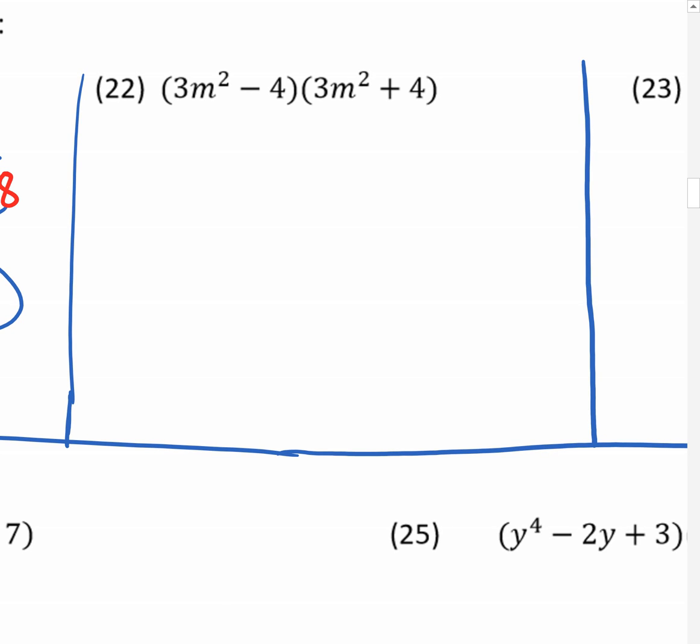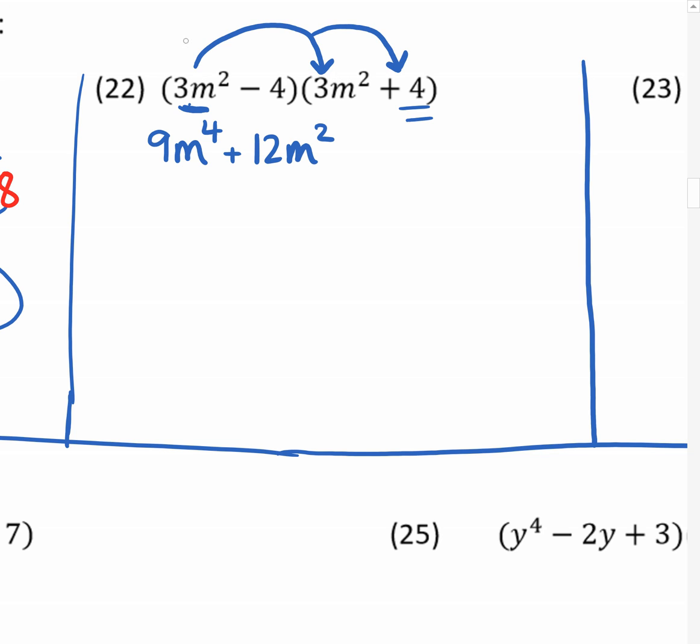So I'll do the same thing. I'm going to look at the first term of the first binomial. We got 3m squared. I'm going to distribute it onto this 3m squared and the 4. So first it's 3m squared times 3m squared. That's 9m. And remember, m squared times m squared, if you're multiplying a variable times a variable, you add the powers. So it'll be m to the 2 plus 2, which is 4. And then we had 3m squared times the 4 over here, that's 12m squared.